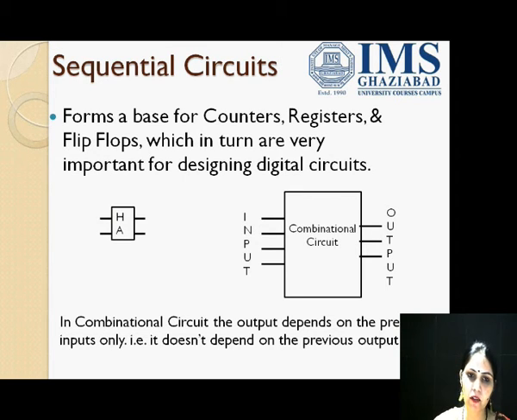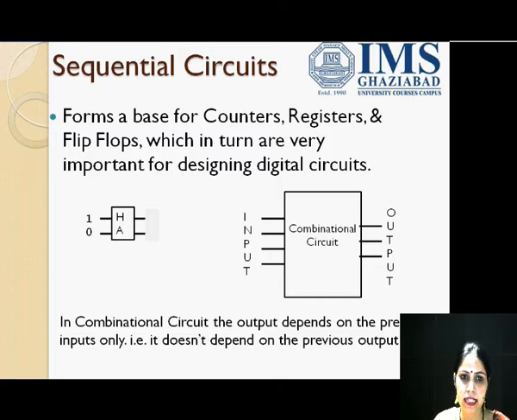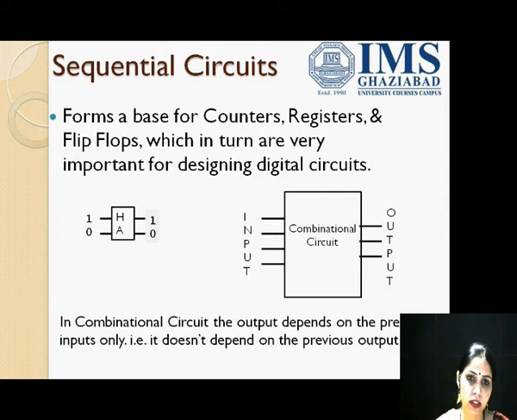Now, take an example of a half adder. What we have learned is that a half adder adds 2 bits at a time. Say the bits are 1 and 1. When we add 1 and 1, the sum is 0 and carry is 1. Now, say if I want to add the numbers 1 and 0. 1 plus 0 gives sum as 1 and carry as 0. Here, the output does not depend on the previous output. So we give the input and we get the output.